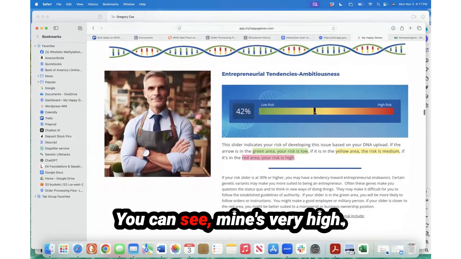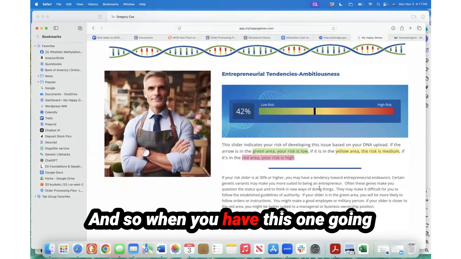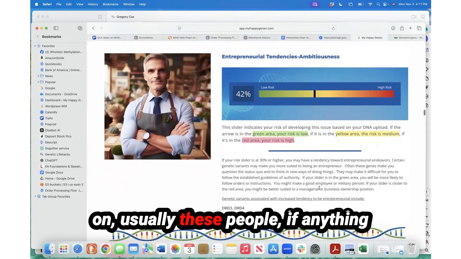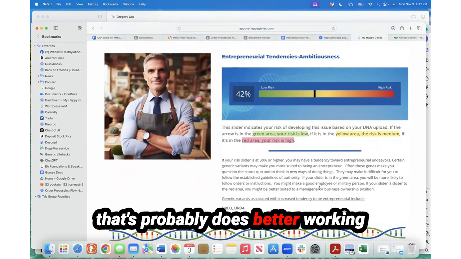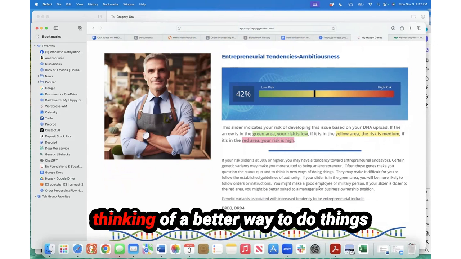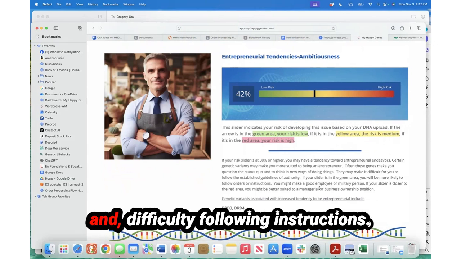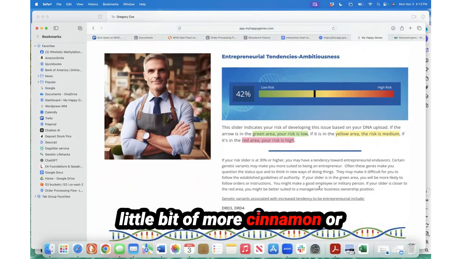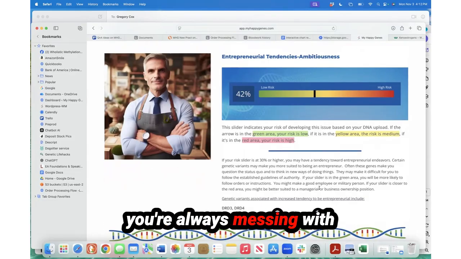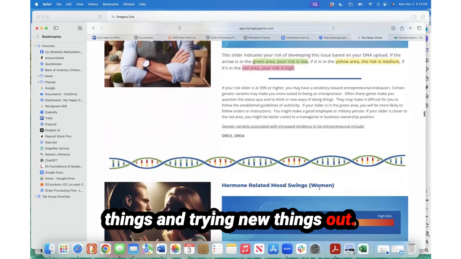Entrepreneurial tendencies, you can see mine's very high. And so when you have this one going on, usually these people, if anything above 30%, you're one of those people that probably does better working for yourself, because you're always thinking of a better way to do things, and difficulty following instructions like a recipe. You might like a little bit more cinnamon or maybe a different kind of sugar. You're always messing with things and trying new things out.